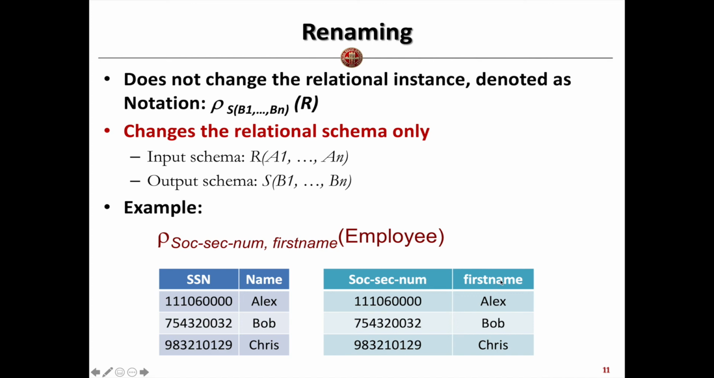And sometimes we can also make changes to the relation name as well, by providing the new relation name before the attributes in the rho and the subscript, right? So you can do this by yourself on your papers. This is about the renaming.